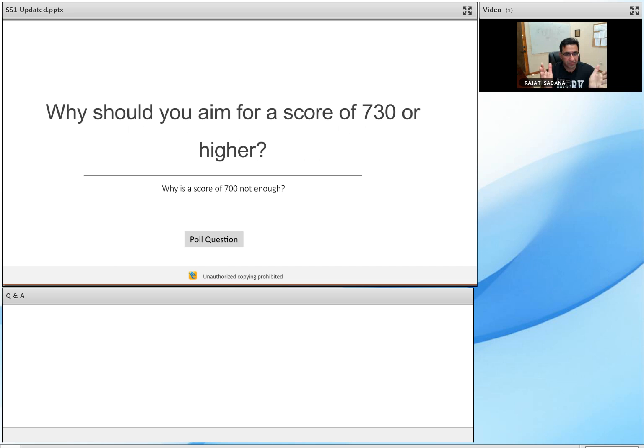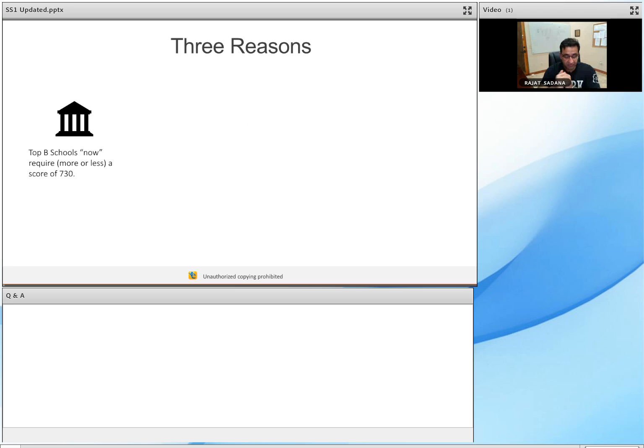So let's start with why you should aim for that score of 730 or higher, and why that score is important today. There are three reasons. The first reason is top B schools now require a score of 730 or higher, especially if you are an international student or from a highly competitive profile. There are so many case studies where people have a 710 score, apply to a school, get waitlisted, and the school tells them they've got to get a better score. They improve their score and resubmit it within the same round, and they get admits, and not only admits but also scholarships.